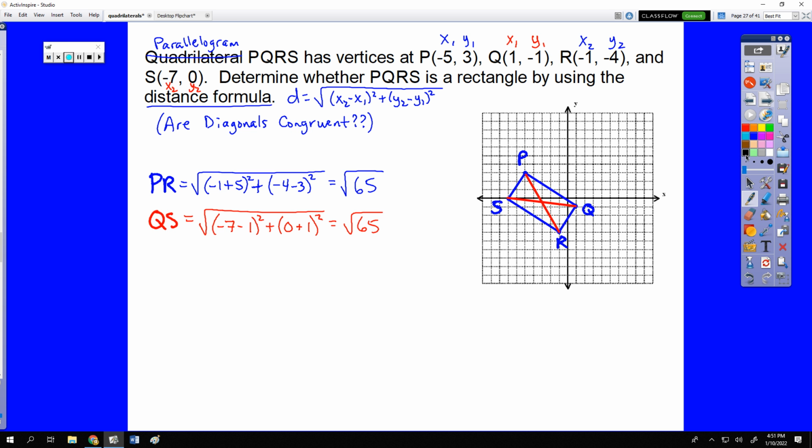So because these are the same, what that's telling us is that PR is congruent to QS. The diagonals are congruent, which means the answer to this question is yes. Parallelogram PQRS could more accurately be called a rectangle.